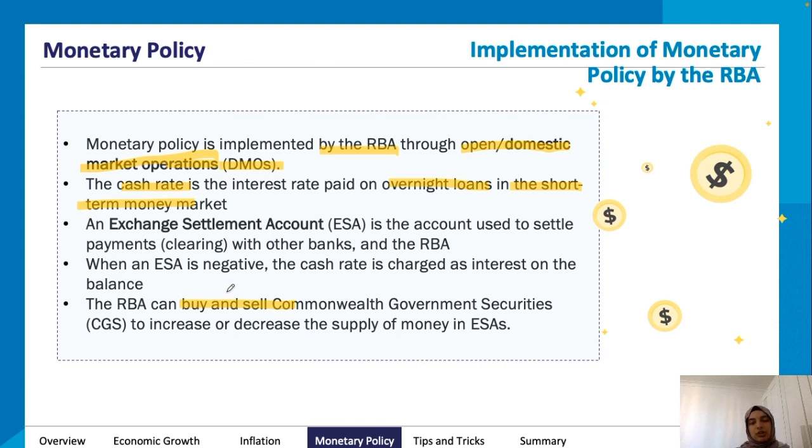How do they do this? Through government bonds or securities, rather, to change around the supply of money that's actually sitting in there. It's very important that they do so because that helps the implementation of monetary policy by the RBA.